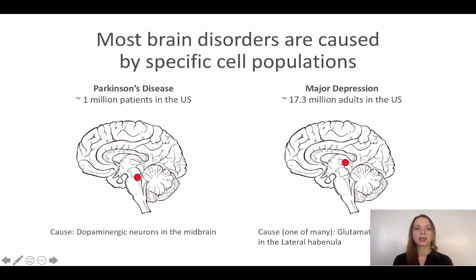We know that most neurological disorders don't impact the entire nervous system, but affect specific cell populations in the brain. For example, Parkinson's disease is caused by the degeneration of a cluster of dopaminergic neurons in the midbrain, and some forms of depression appear to be caused by changes in activity in a group of cells in the subcortical brain structure known as lateral habenula.